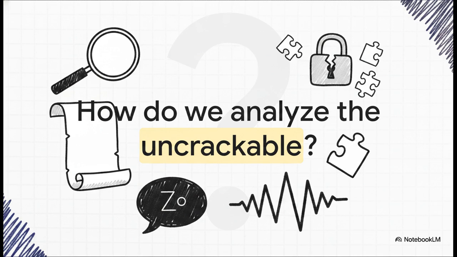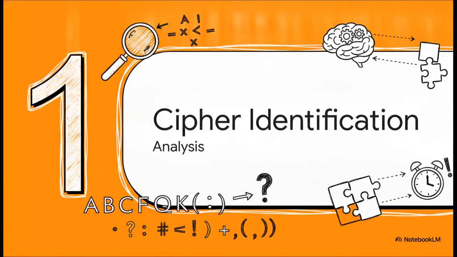So how do you approach a puzzle where the pieces themselves seem to have been intentionally left out of the analysis? Well, you've got to shift your mindset. You have to become a detective of the blank space, analyzing the framework itself rather than just searching for missing data. Section 1. Cipher Identification Analysis.